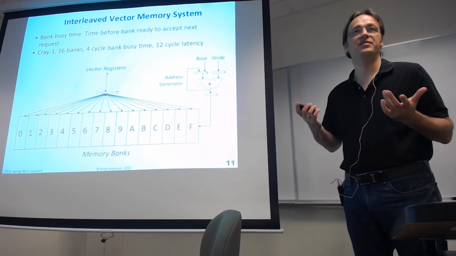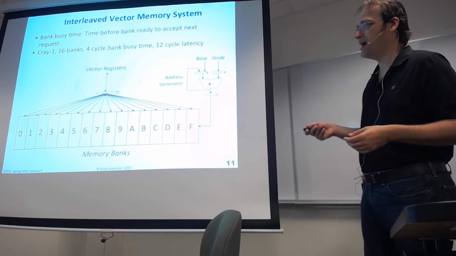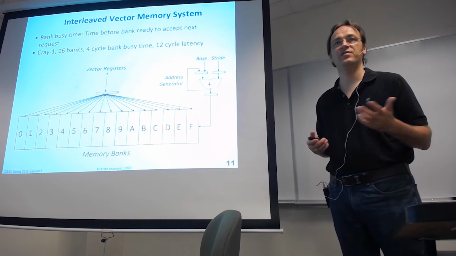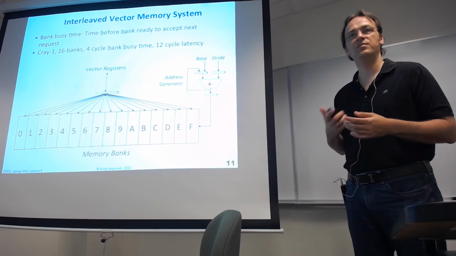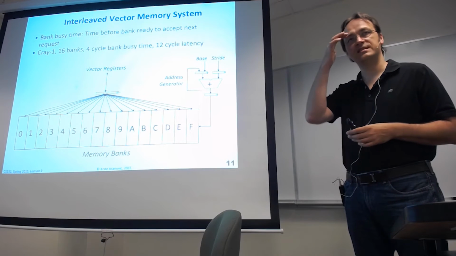So multiple of 4 is fine, right? Because you cross 4 banks. By the time you get back to the first bank, it's ready again for another access. So only multiples of 8 and only multiples of 16 are bad.